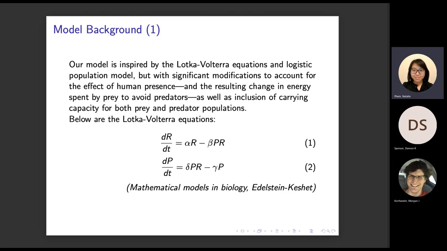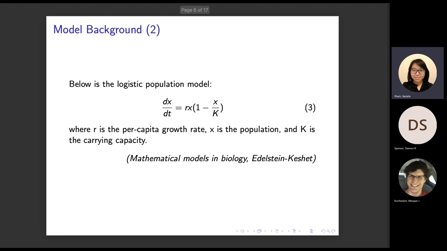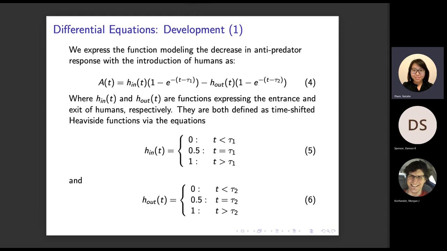The next one is the logistic population model, where the rate of change of a population over time is equal to the growth rate times the population times 1 minus the fraction of the population over the carrying capacity, as in the third equation you see on the screen. The next slide will be Damon talking about differential equation development and definition.